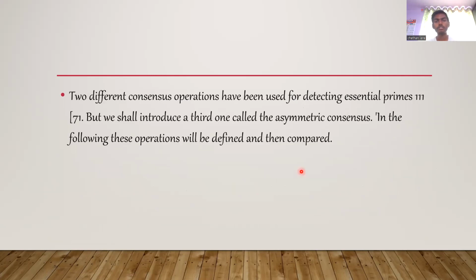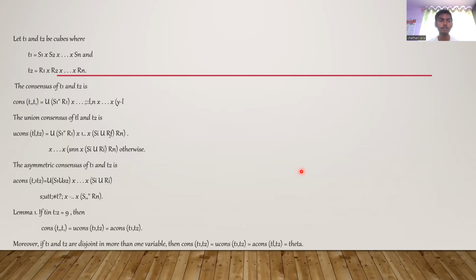Two different consensus operations have been used for detecting the essential primes, but we shall introduce a third one called the asymmetric consensus. In the following, the operations will be defined and then compared. Here we can see the simple code which is used for the cubes. Let T1 and T2 be the cubes where T1 equals S1 × S2 × S3 × ... × Sn, and T2 equals R1 × R2 × ... × Rn.